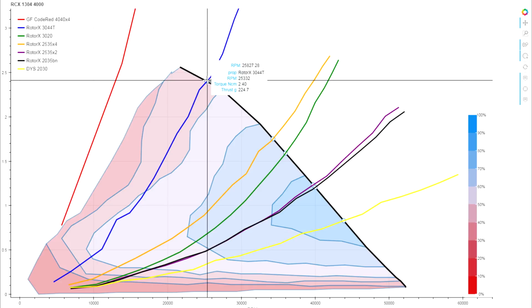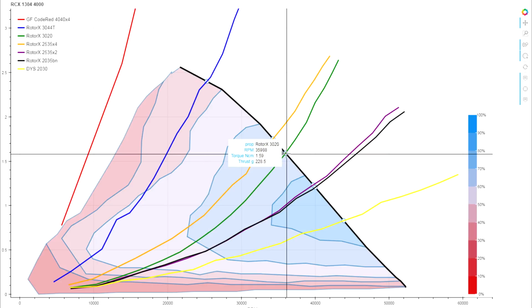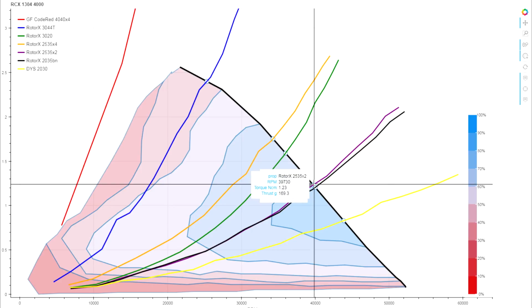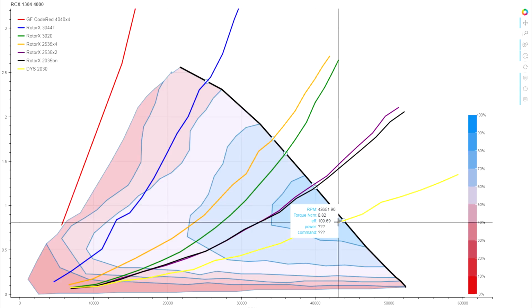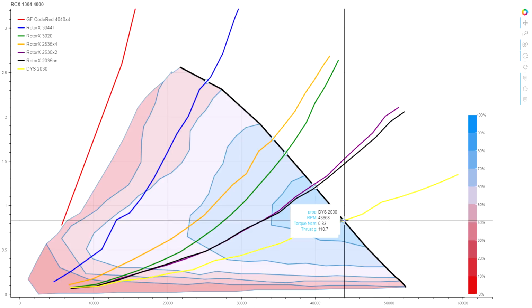For the 3044, we're estimating about 224 grams of thrust. The 3020, we're seeing about 228. On our 2-inch bi-blade, we're seeing about 169 grams. And then on our very light 2-inch prop, 110 grams of thrust.